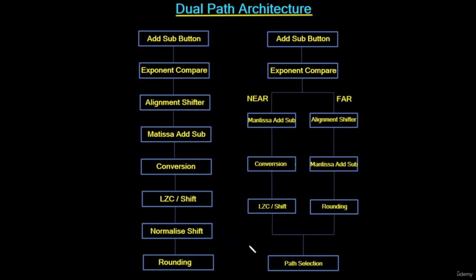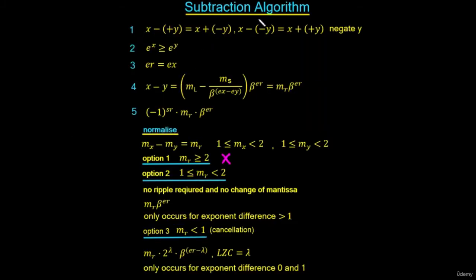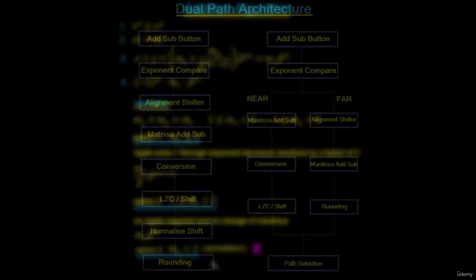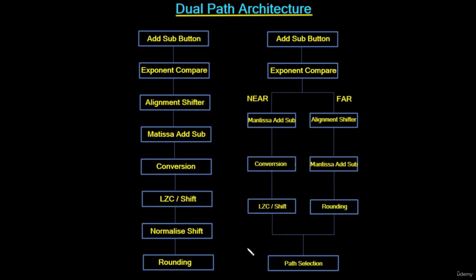Now what we'll do is we'll compare the simple architecture that we have here on the left to this dual path architecture through this video. I'm going to be jumping back and forward through the subtraction algorithm and the addition algorithm, and we're going to pick out the points in these algorithms that are the same, because we want to reduce any redundancy in this simple algorithm on the left.